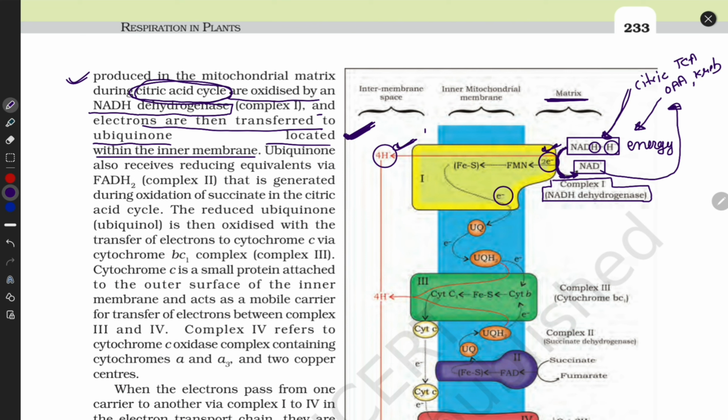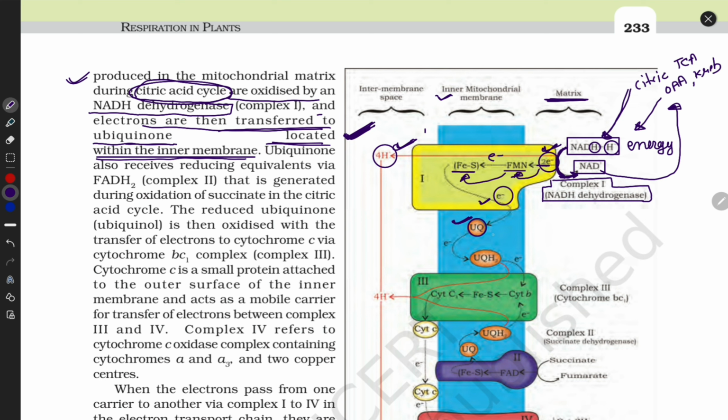Now these electrons are carried by FMN. FMN passes its electron towards the FeS. This step is clear. Now FeS passes its electron towards the ubiquinone. Look at here, this line is complete. The electron is then transferred to ubiquinone located in the inner membrane. This is the inner membrane. Clear, guys? So the electron passes towards the ubiquinone.